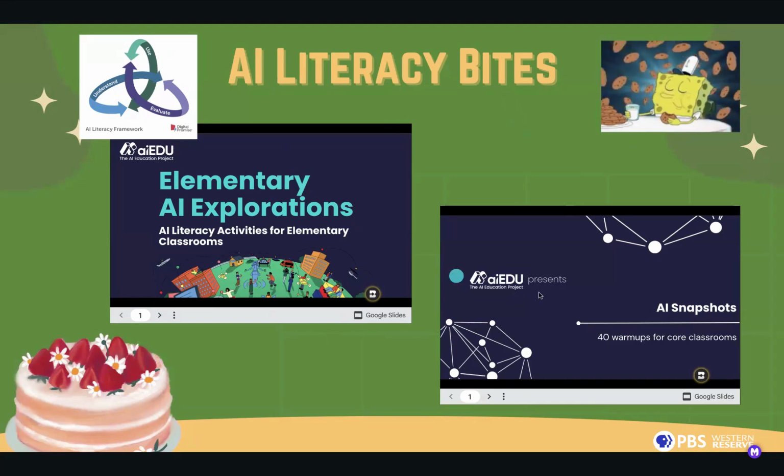So both of these resources that I've linked in here are from AI EDU. So they have so many fantastic things. But what I really like about these two that I put in here, they can be used as very quick, short activities like after lunch recess for elementary kids. Here they come in before we read a book, whatever that looks like. Here's a 5-minute activity that we could really weave into our daily routine. The AI snapshots down here on the bottom right, those are geared towards middle school and high school.